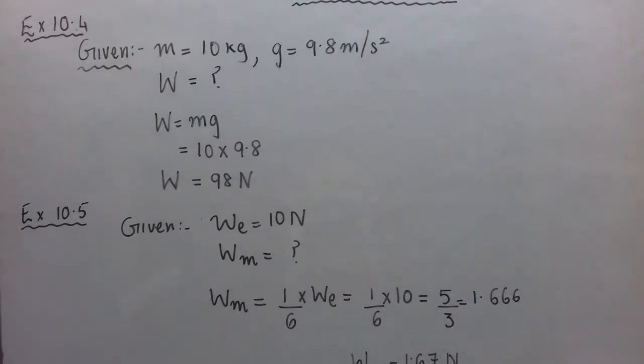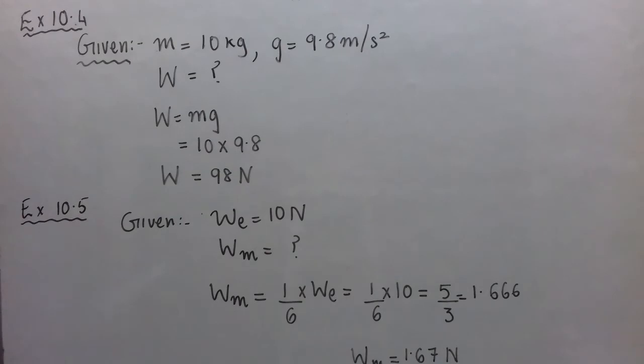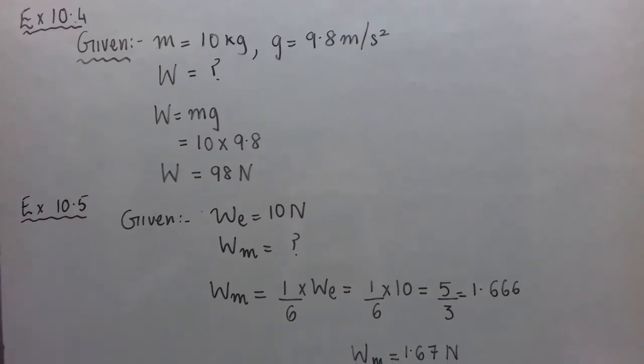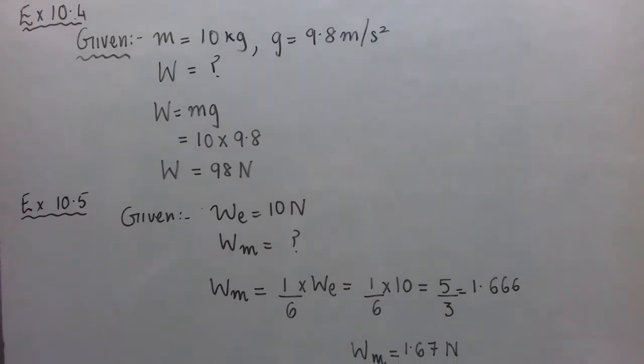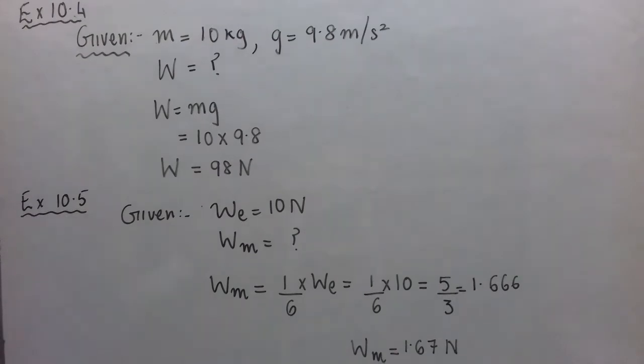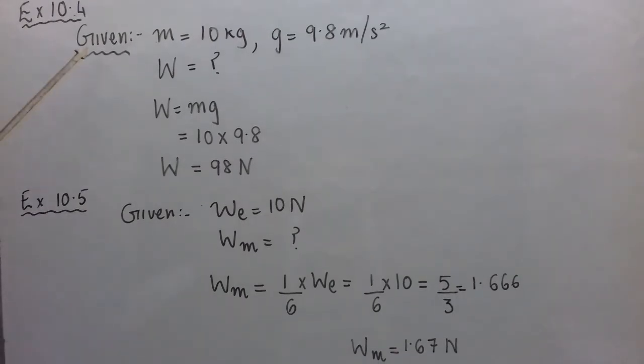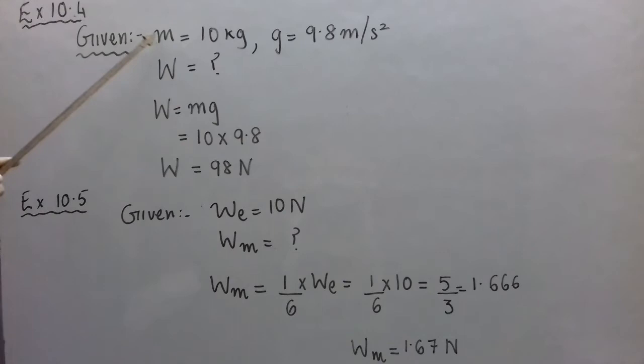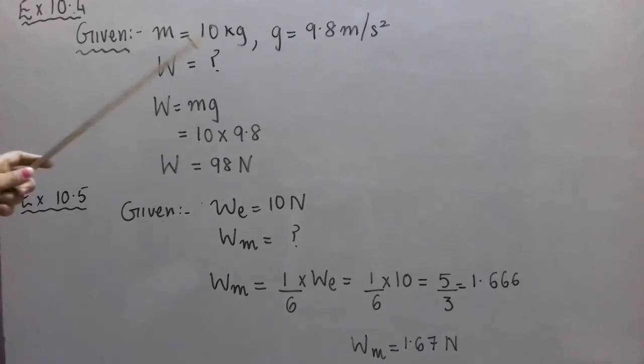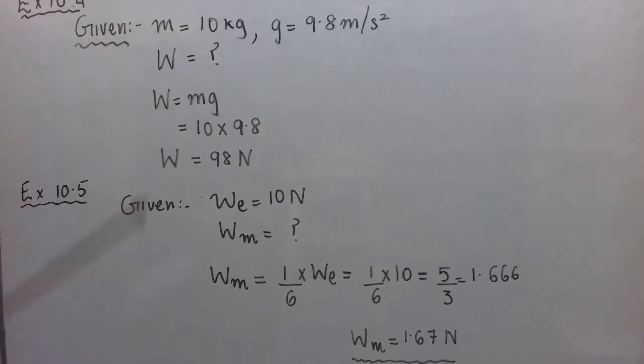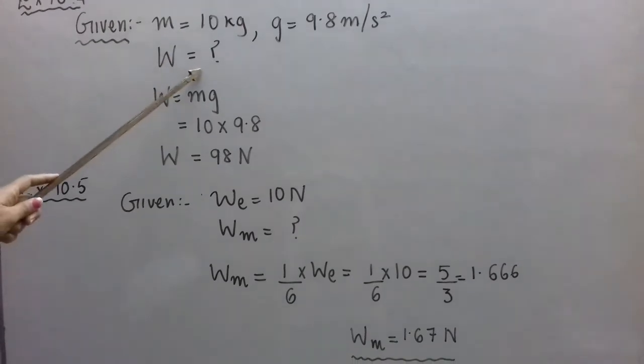Now example 10.4. Very simple numerical. Mass of an object is 10 kg. What is its weight on the earth? So mass of an object is 10 kg. We'll write in given, under given we'll write m, small m is 10 kg. You have to find weight on the earth. So W you have to find out.